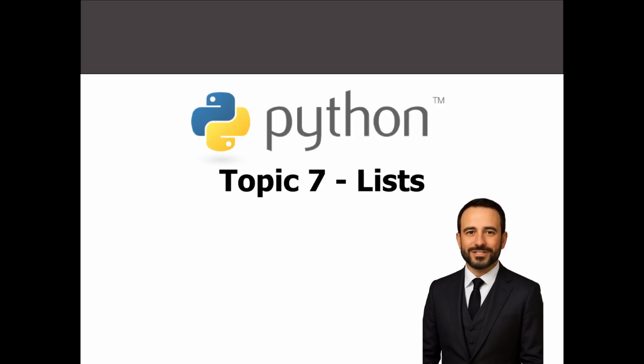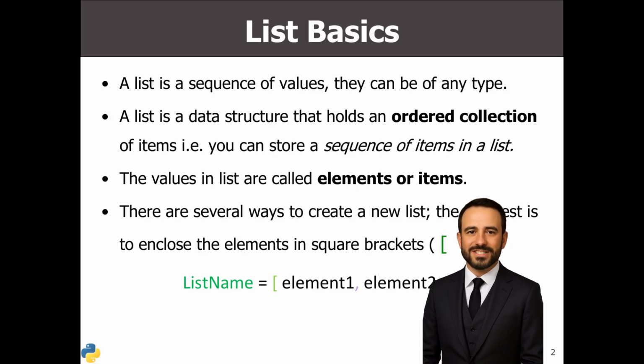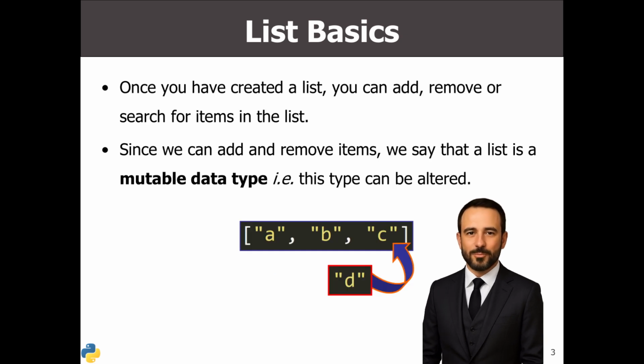Today, we begin our discussion on Python lists, a crucial data structure for any programmer. A list is a sequence of values, an ordered collection of items, meaning you can store a sequence of items in a list. Elements are enclosed in square brackets, as shown in the example, to create a new list. Lists are mutable, allowing you to add, remove, or search for items after creation.